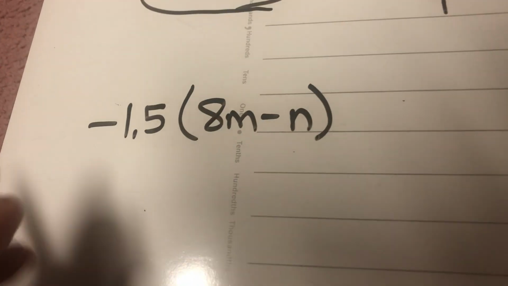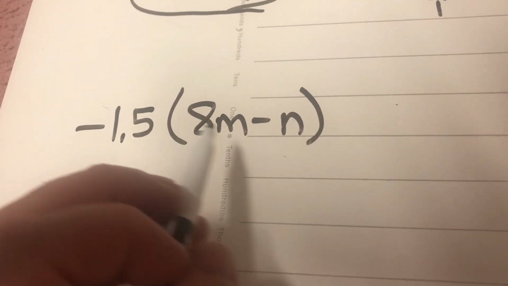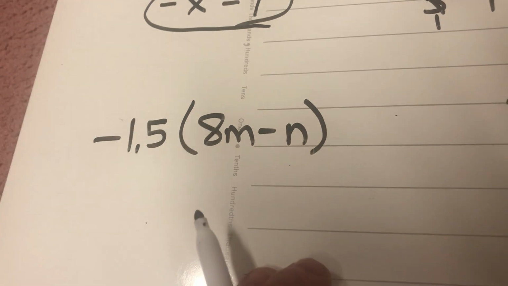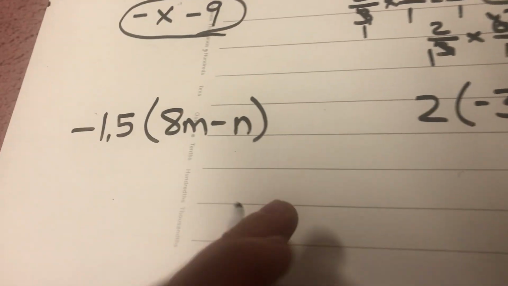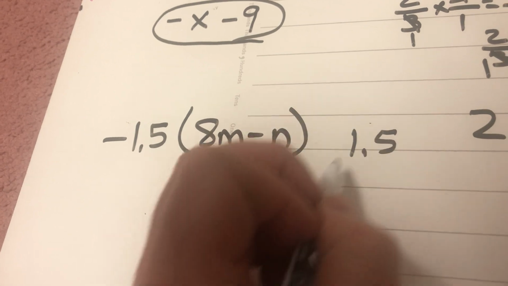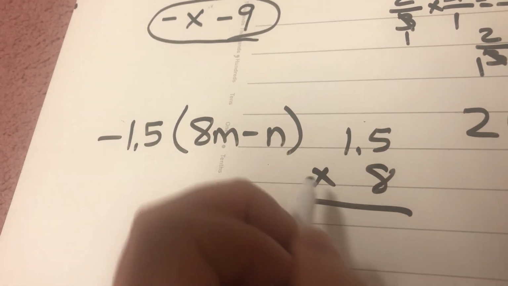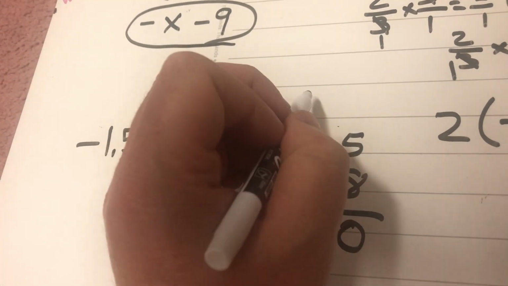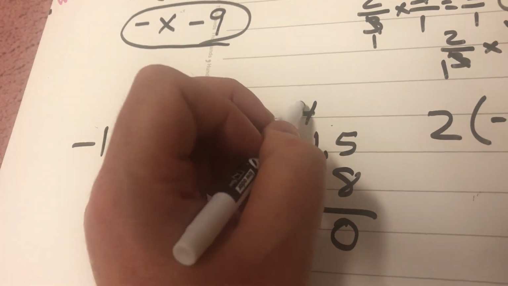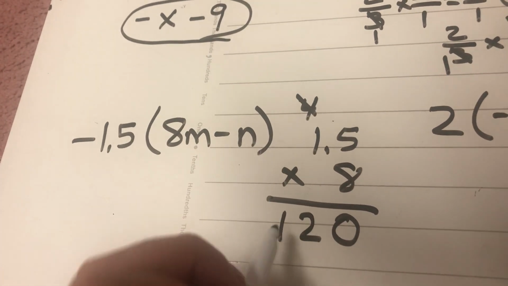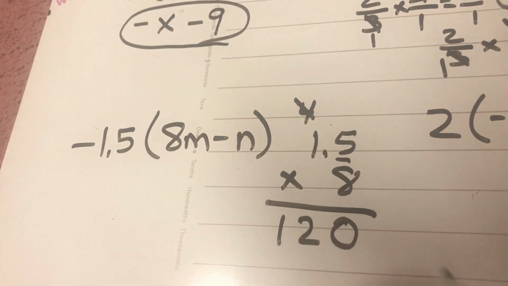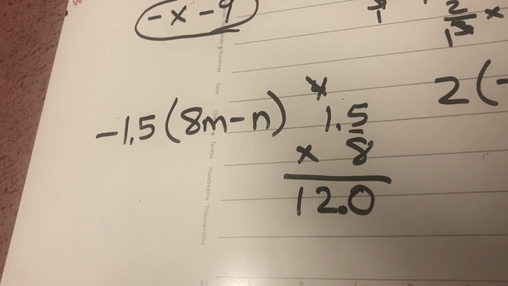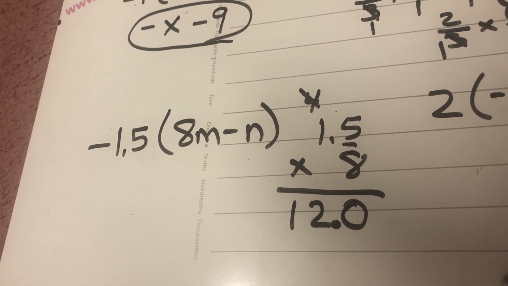All right, moving right along. Negative 1.5 being multiplied by 8m minus n. Well, negative times a positive, I know it's going to end up being negative, but it's going to involve a little scratch work to do 1 and 5/10 times 8. I would just do this like I would do 15 times 8. 8 times 5 is 40. Put the 0 down, carry the 4. 8 times 1 is 8, plus the 4 is 12. I get 120. I have one digit that comes after the decimal in the problem. So I have one digit that needs to come after the decimal in the answer. So I get 12.0, or just 12.